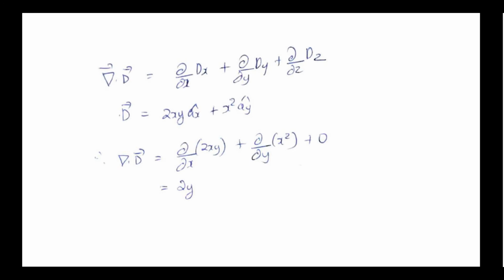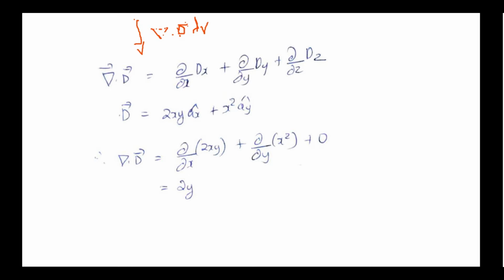Now what is next? We have to evaluate the RHS. So for the RHS, the expression is the volume integral of del dot vector D dv. Okay, so we have to calculate del dot D.